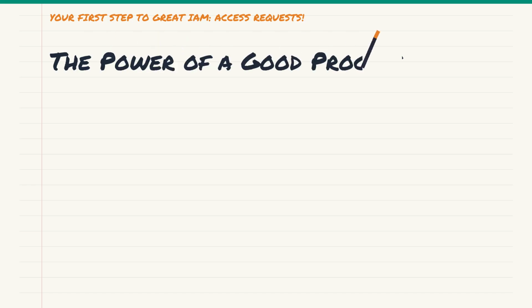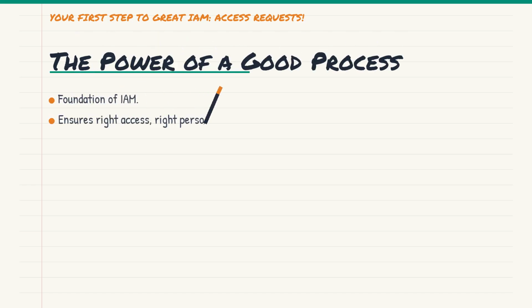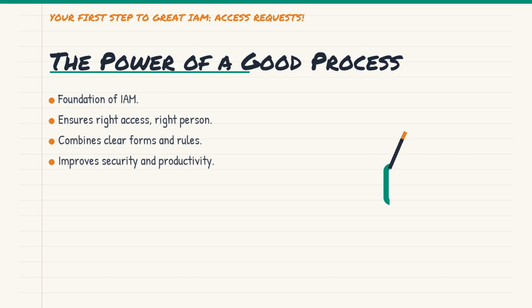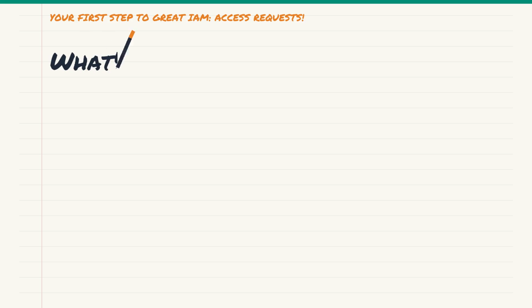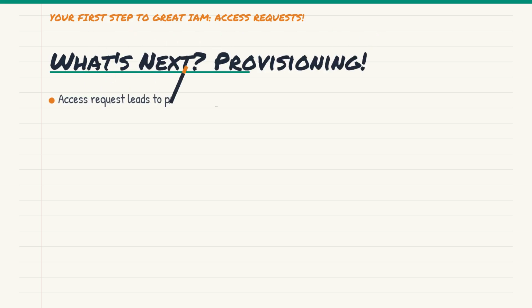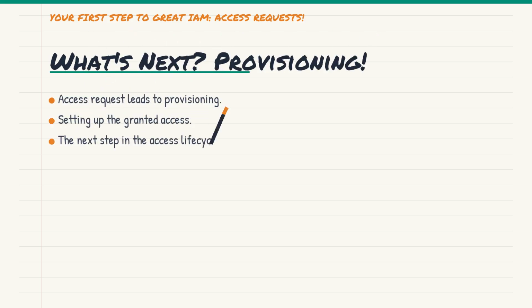In summary, a well-defined access request and approval process is foundational for good identity and access management. It's the gatekeeper, ensuring that only the right people get access to the right resources at the right time. By combining clear forms, smart validation, thoughtful authorization, and good communication, we can keep our systems secure and our users productive. So, now you know how important access requests and approvals are.